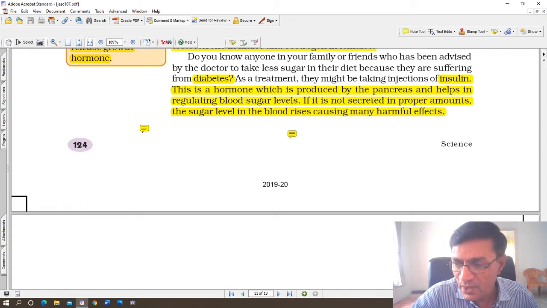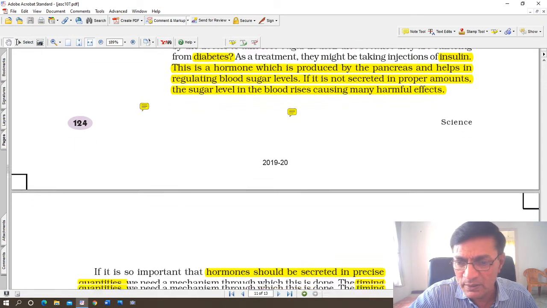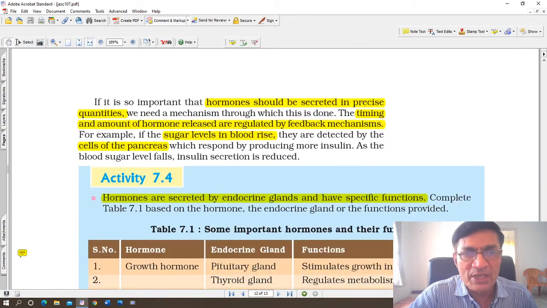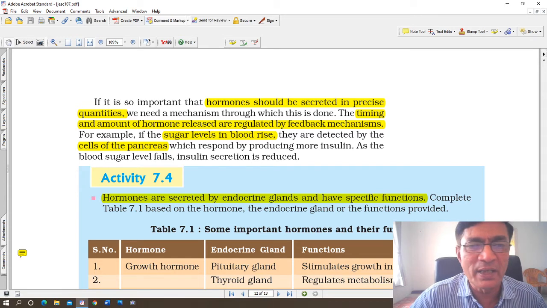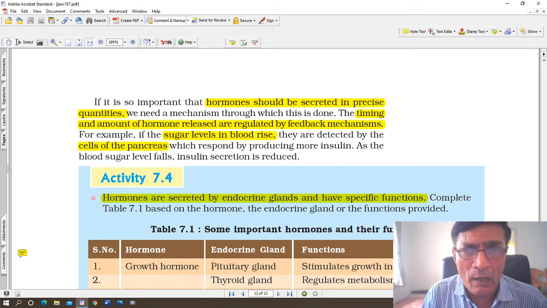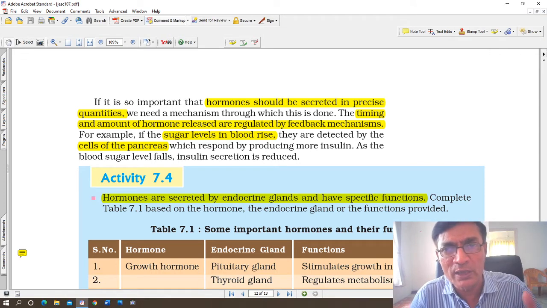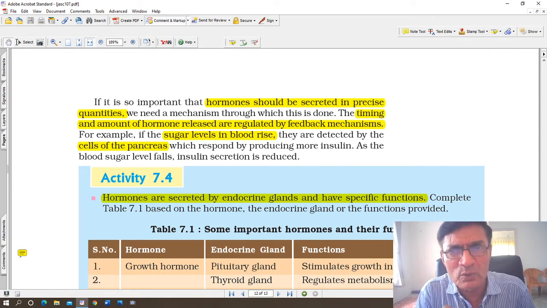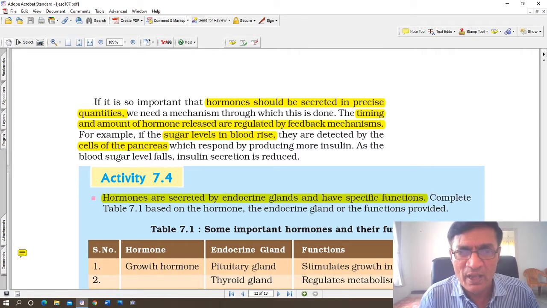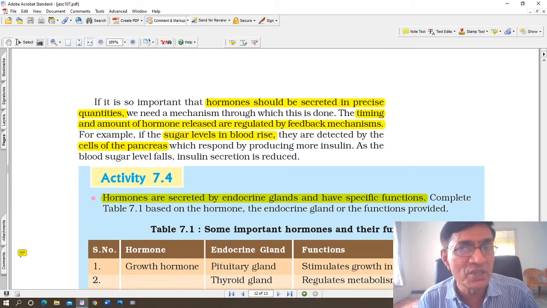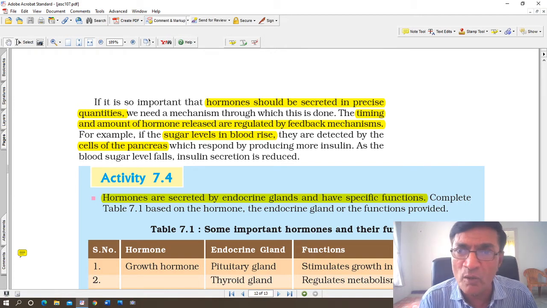Alright, then let's come to the next part of the chapter here. It is so important that hormones should be secreted in precise quantities. देखो ये हार्मोन जो सीक्रेट होते हैं, 2-4 किलो सीक्रेट नहीं होते हैं. It's not in large amount, just a few ml, milliliters, 1 ml, half ml, very small amounts of hormones are secreted. We need a mechanism through which this is done. The timing and amount of hormone released are regulated by a feedback mechanism.